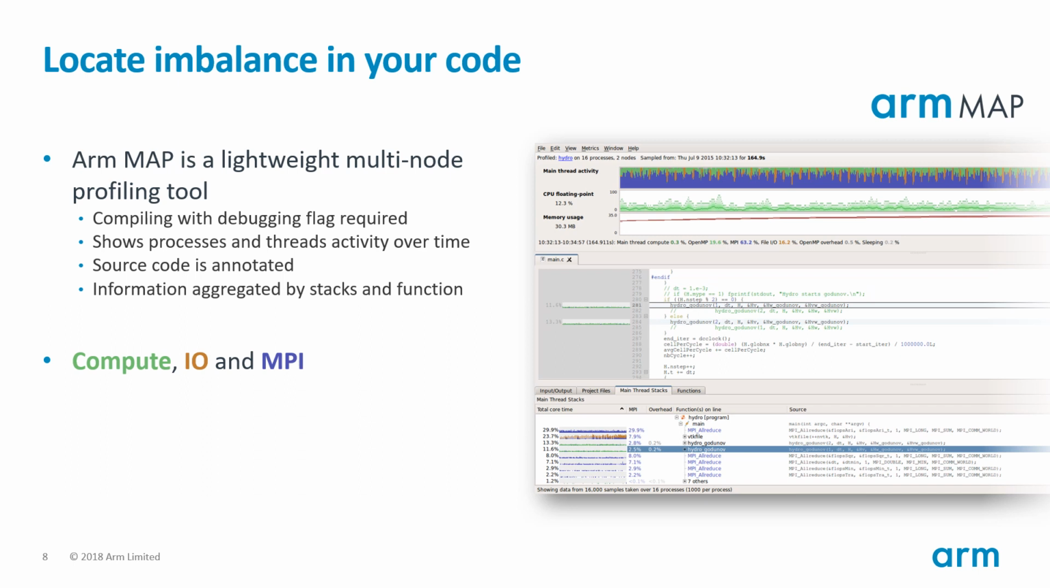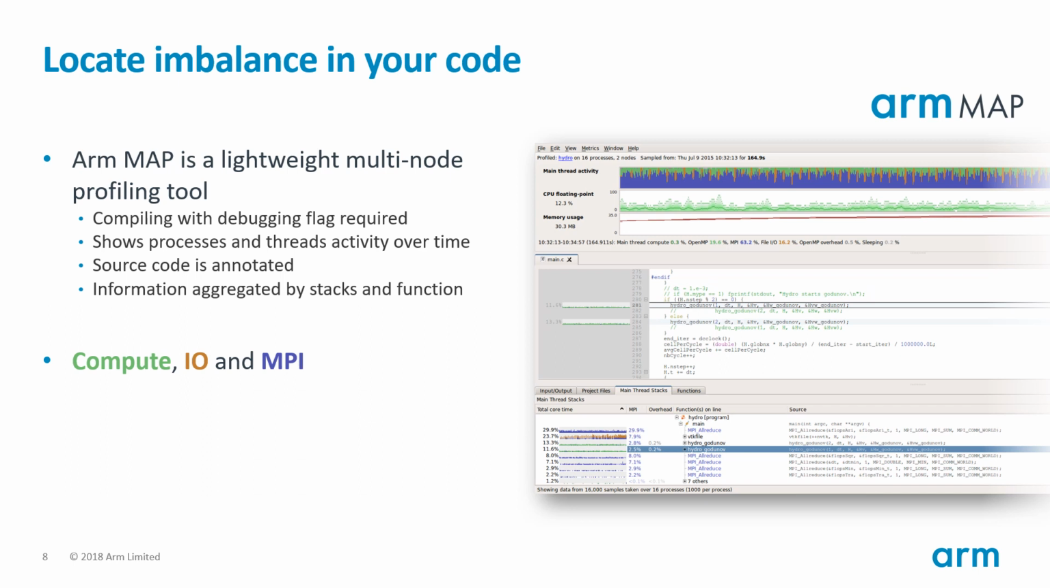ARM MAP is lightweight with very little overhead and generates a profile of a few megabytes even for large jobs. The profile can be opened afterwards in the GUI, as you can see in the screenshot on the right. The GUI displays the application activity per process for MPI applications, or per thread for OpenMP applications, in the timeline on top of the GUI.